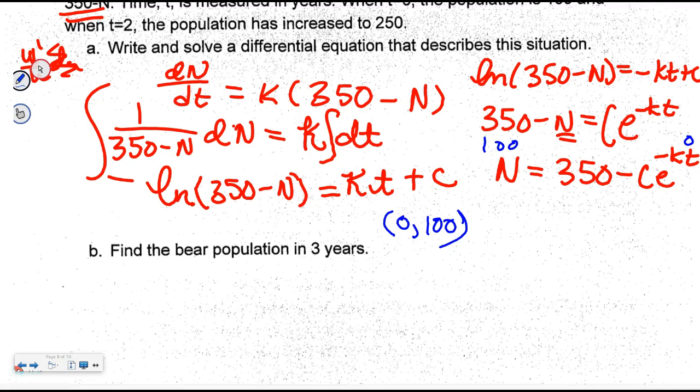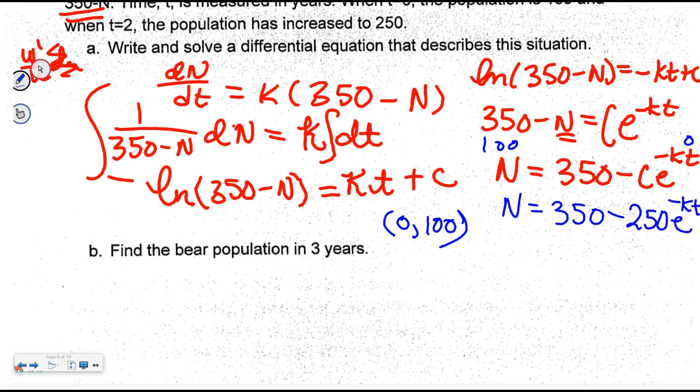So can you just see what the c is? What's c going to have to be, guys? Go ahead and tell me. What's c got to be? It's not 100. If I put in 100, this will poop out 250. So what does it have to be? 250, yep. E to the negative kt.